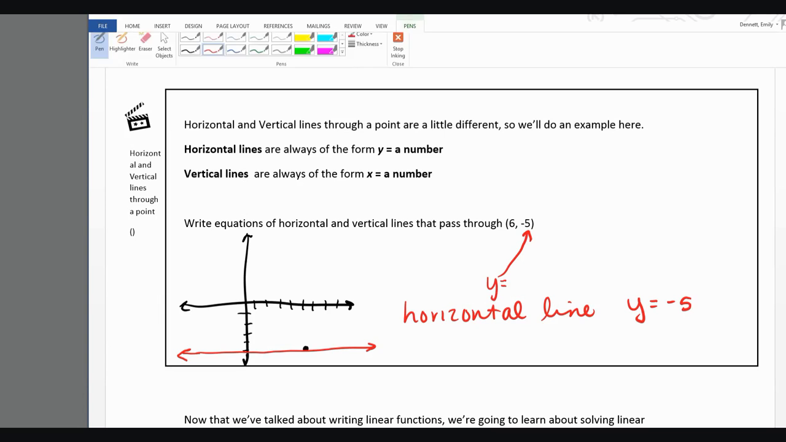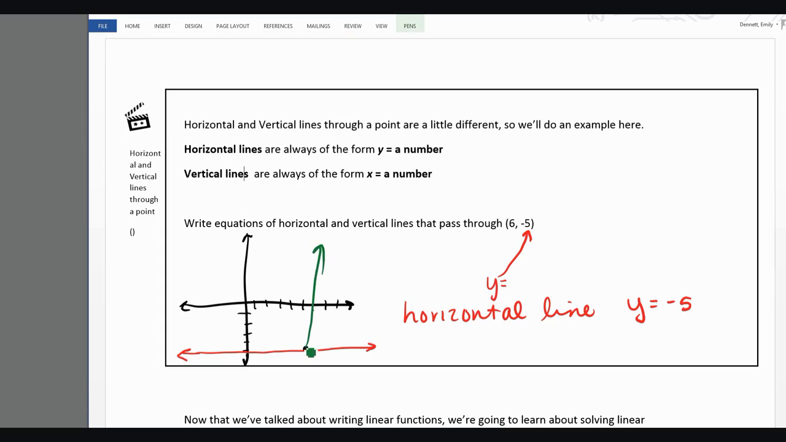Okay, let's look at the vertical line. We'll draw that in green. Now, a vertical line is not a function, but it's still a line, and it has all the same x coordinates. Any point on that line has an x equal to 6, which is the x coordinate of our point. So our vertical line is going to be x equals 6.